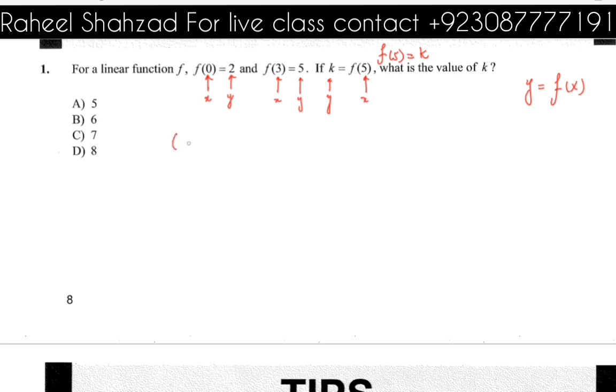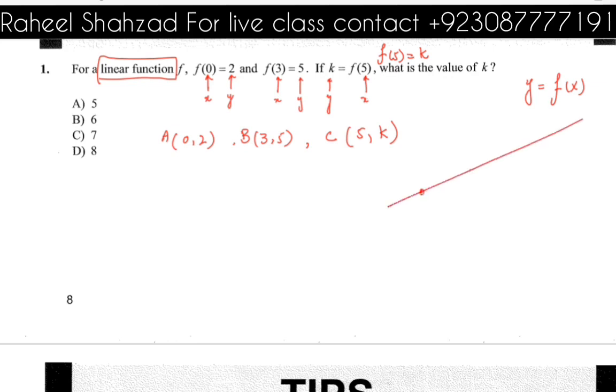So the points are 0 and 2, let's assume this is point A; 3 and 5, let's suppose this is point B; and the third one is 5 and k, point C. We need to find, for a linear function, the value of k. Now we know that if this is a linear function, all points lying on one straight line are collinear as well. We say these points A, B and C are collinear.